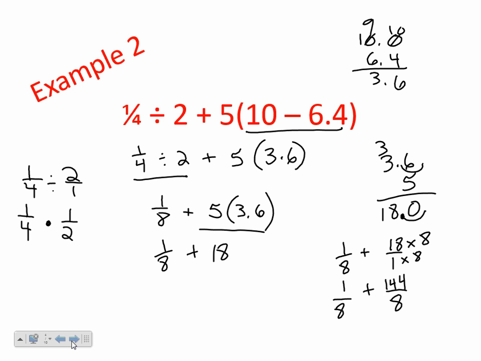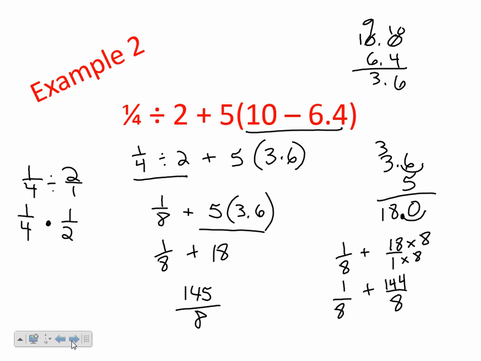145. So be careful. I had some people earlier today. They wanted to take 8 and 8 and make what? 16. But when you have common denominators, you add the numerators and keep the denominator. Now my question is, am I done? Do I need to change it to a mixed number?